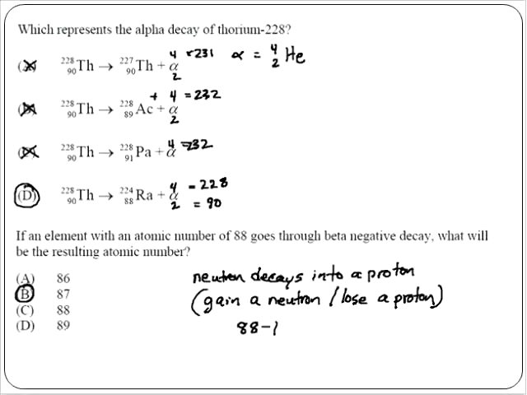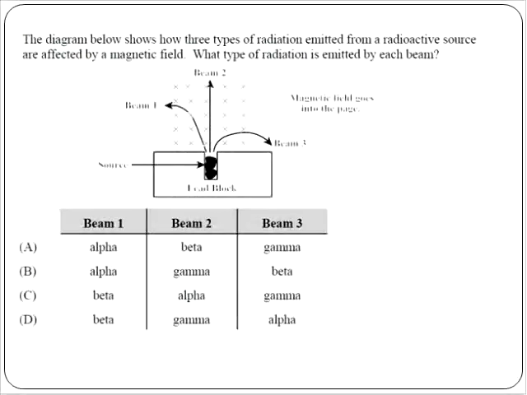You need to know what these different decays are: the alpha, the beta positive, the beta negative. You have to know what's happening, because you have to be prepared to answer these types of questions, because they do show up fairly often. Let's try this one. This one is the one that's all about the particles being deflected.